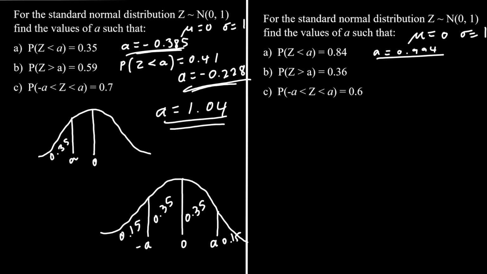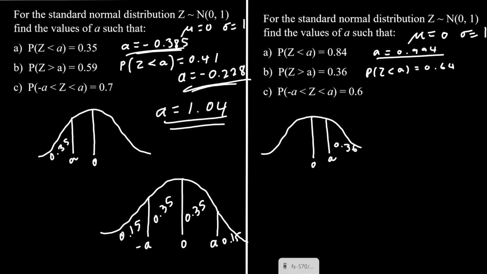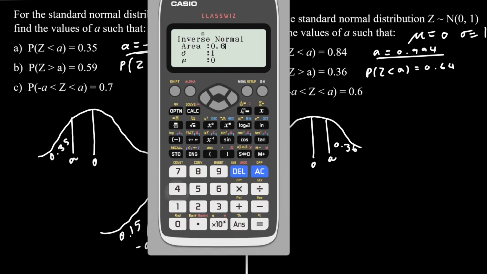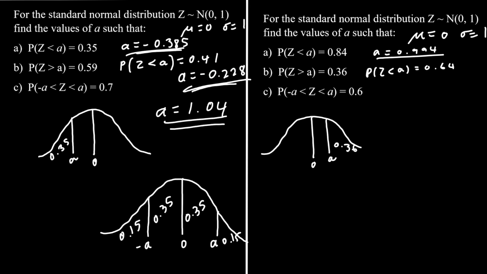Find the value of A, so the probability Z is greater than A is 0.36. So again, if it's greater than A, 0.36, less than A must be 1 minus 0.36, which will be 0.64. So 0.64 is the area we're going to use. And we get 0.358.